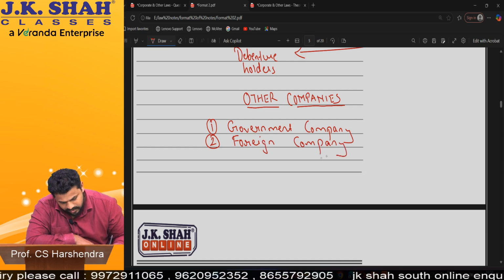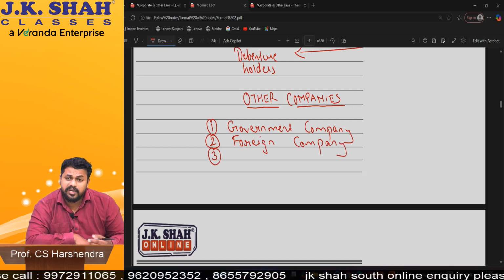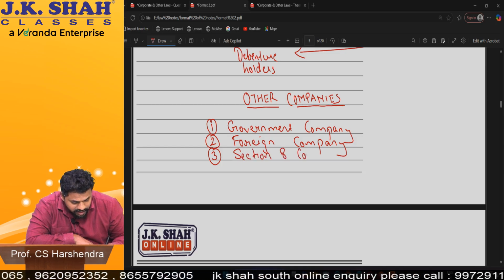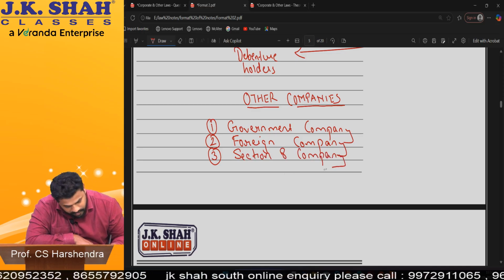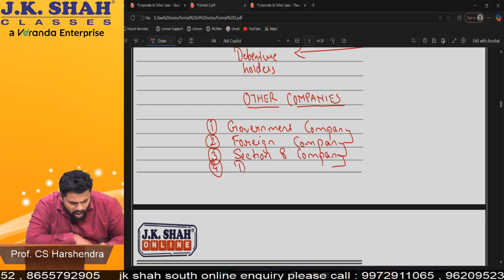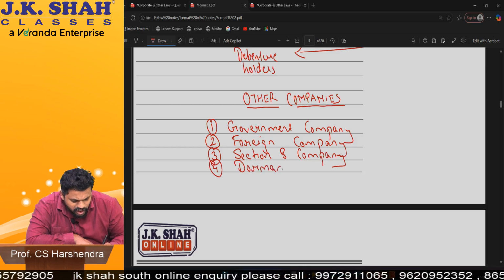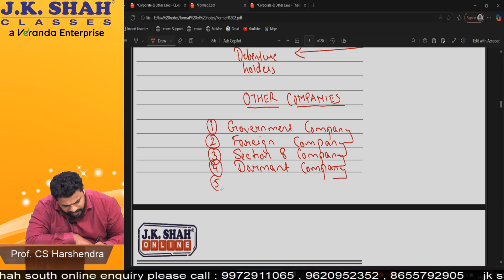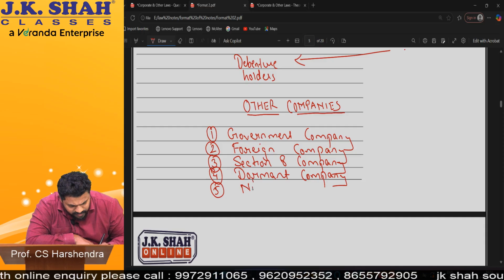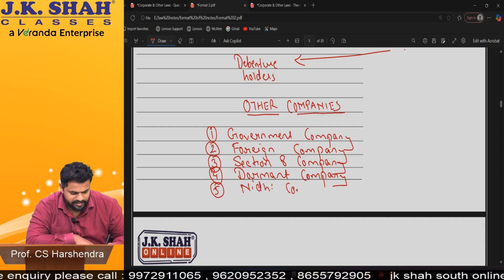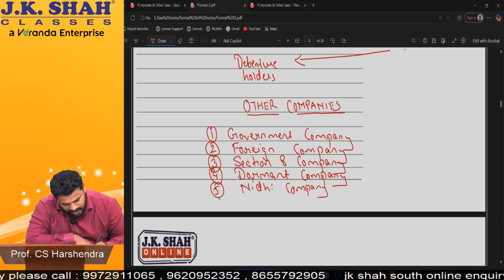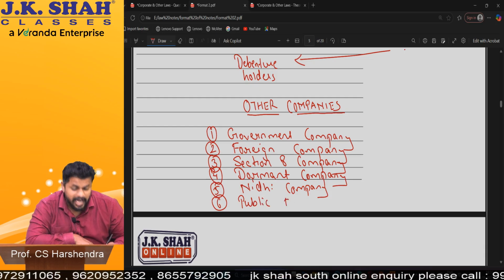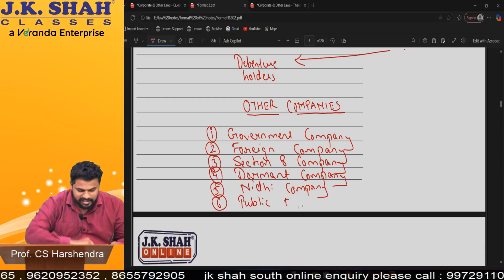Third is a very important one for me, the Section 8 company. Fourth is a dormant company. Fifth is called the Nidhi company. Sixth is the public financial institution. And here the classification of companies comes to an end.